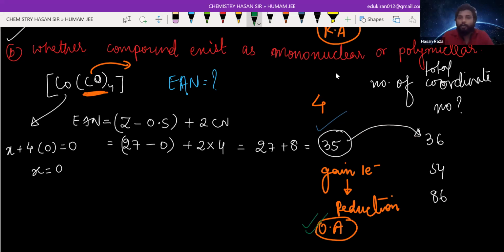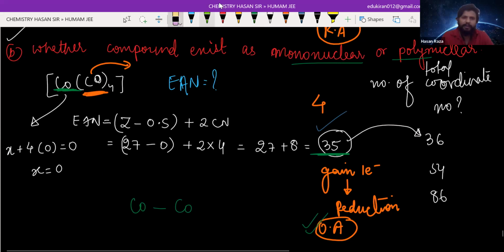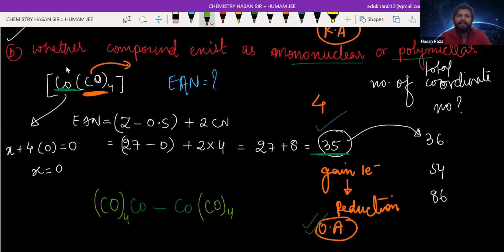But here the question is about mononuclear, polynuclear. Here it is mononuclear. When it is mononuclear, the effective atomic number is 35, but it wants to be 36. So basically, it will be dinuclear. You can see Co(CO)4, I'm going to write it. Here it will be Co(CO)4 and Co(CO)4. Now you can see initially it is 35, but by making one bond, it becomes 36. One electron of this makes 36 and one of this makes 36. And this bond is called sigma bond. Are you getting my point, both of you?